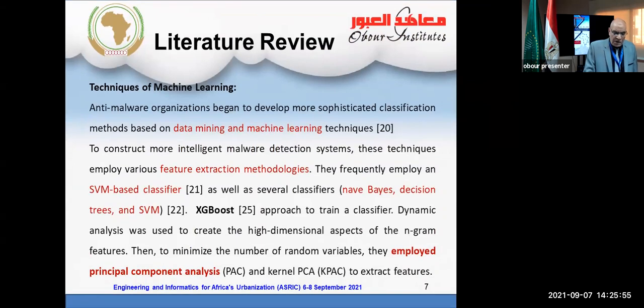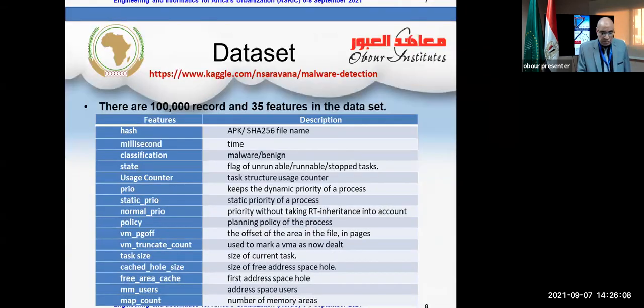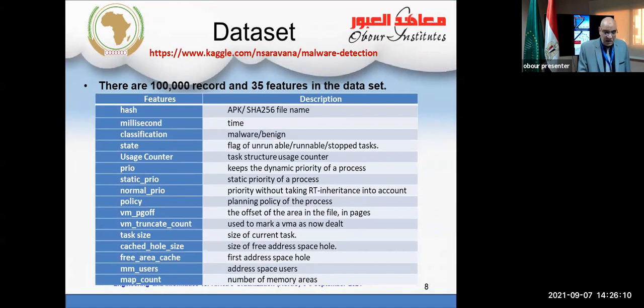With machine learning techniques, anti-malware organizations began to develop more sophisticated classification methods based on data mining and machine learning techniques. Data set: 100,000 records and 35 features in the data set.